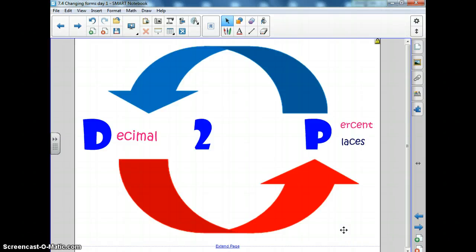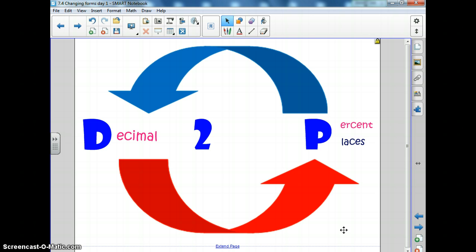Okay, welcome back. This is our lesson on 7.4, converting percents, decimals, and fractions. All right, so this is a nice little chart that you will want to make sure that you know. Very cool thing about this is that you can go either way. It can go from left to right or from right to left. So you can read it.